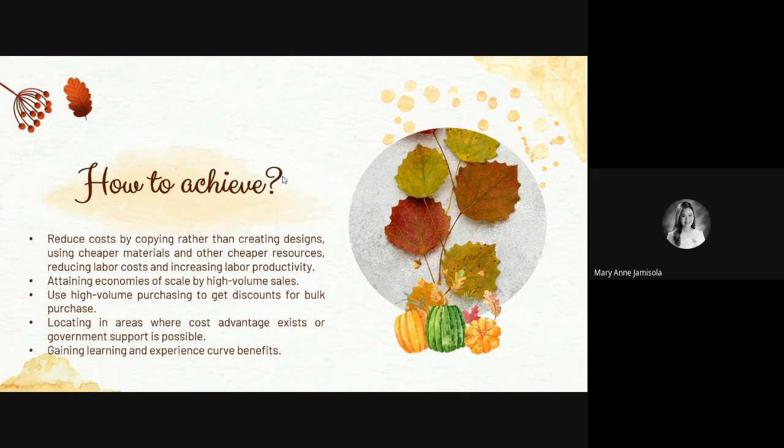attaining economies of scale by high volume sales, the use of high volume purchasing to get discounts for bulk purchase, locating in areas where cost advantage exists or government support is possible, and through gaining learning and experience curve benefits.